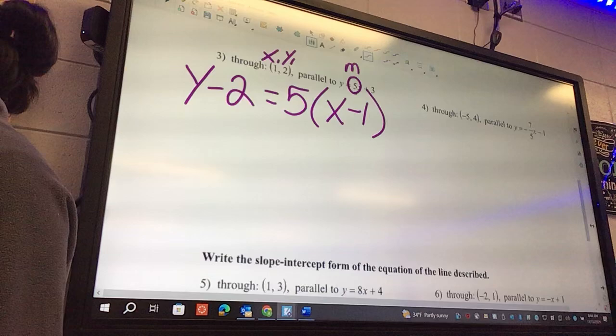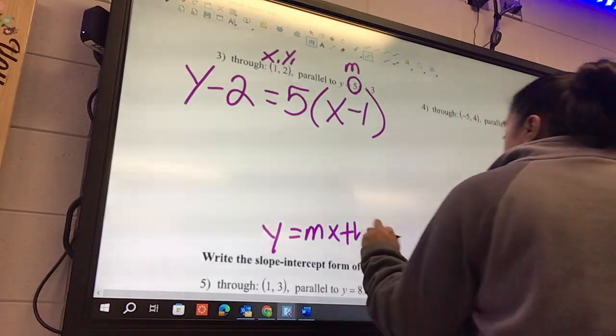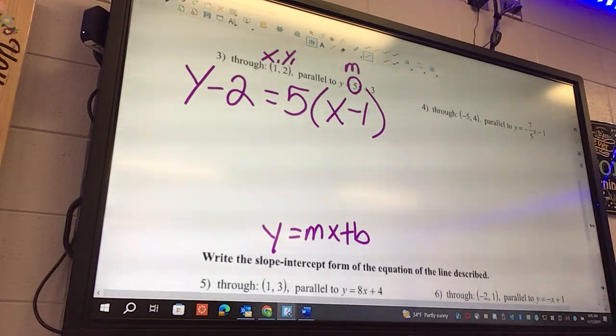Okay, so this is what we want our answer to look like in this form: y equals mx plus b. Okay, the y and the x always stay there. Okay, the m is our slope, which we've already been working with, and the b is going to end up being the y-intercept, but it's really nothing that you need to know. Okay, so we're going to start off. That's what we want our answer to look like.